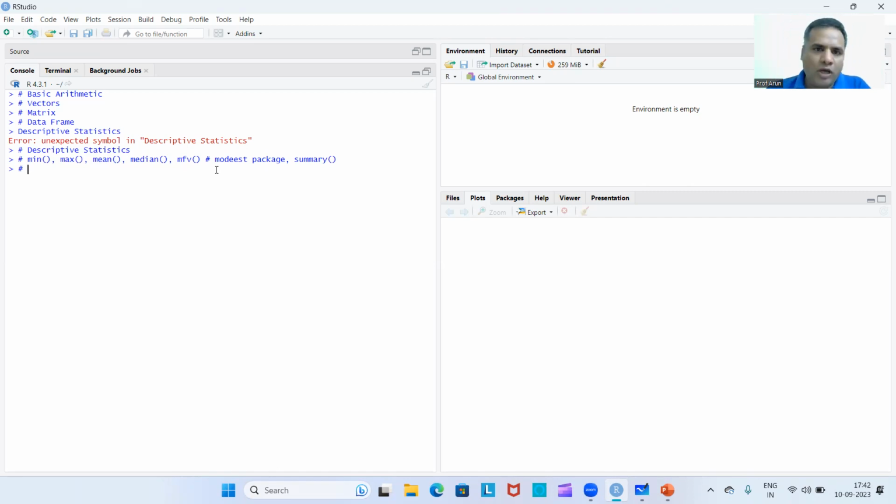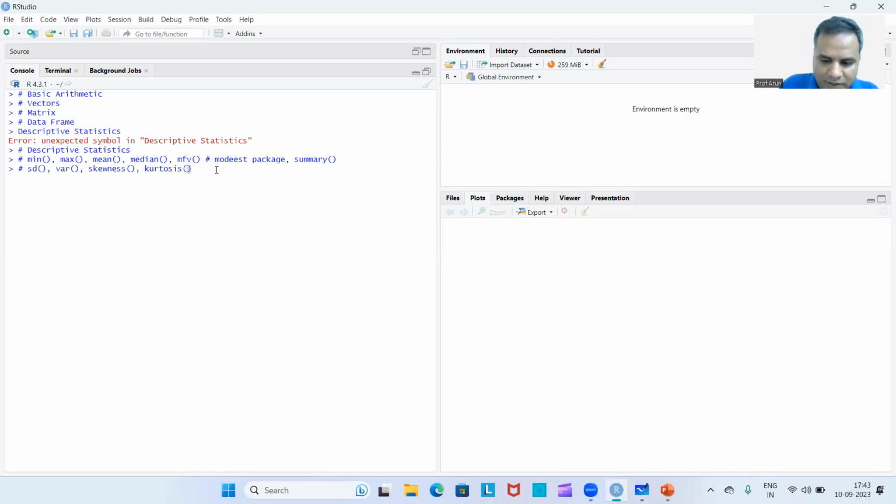Then second is your measures of dispersion. When I talk about measures of dispersion, we have standard deviation. Yes, we practiced standard deviation. Then there is variance. Variance is nothing but the square of standard deviation. Then after that, we have skewness and kurtosis, in order to understand the spread in the data.